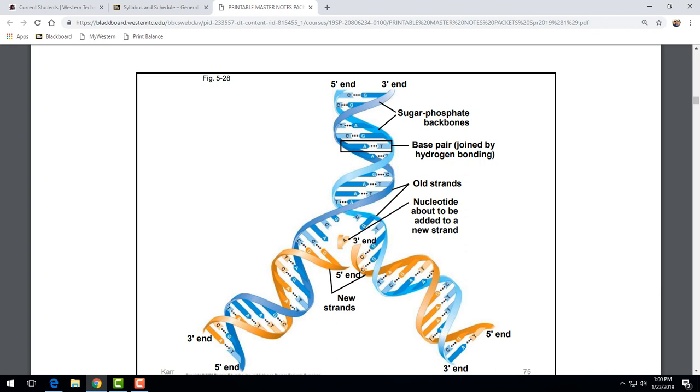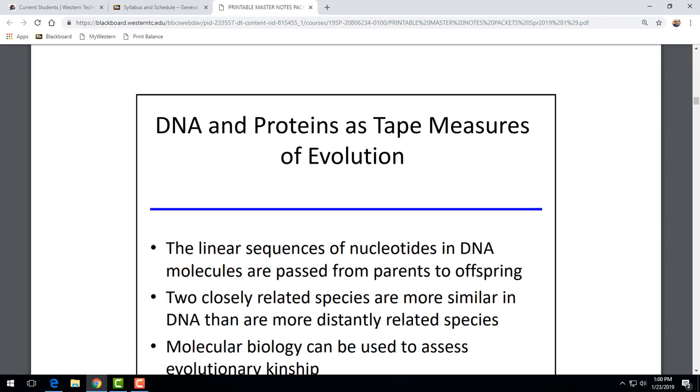bases. And what do we know about hydrogen bonds in terms of strength? Are they strong bonds or weak bonds? They're weak. They're the weakest of bonds. So it's very easy to unzip this DNA ladder if we have the right enzyme to break that. And we'll talk about that when we get more into detail in protein synthesis.